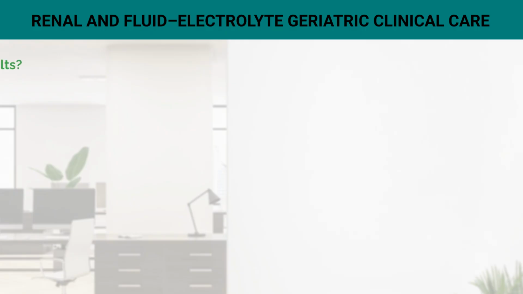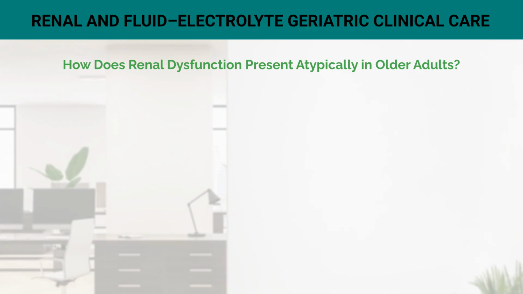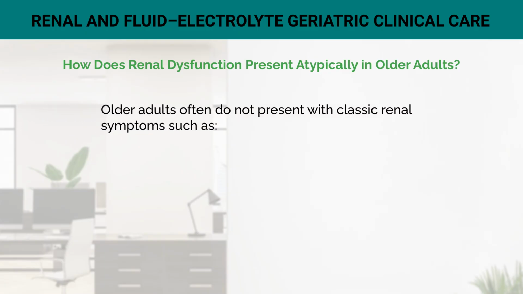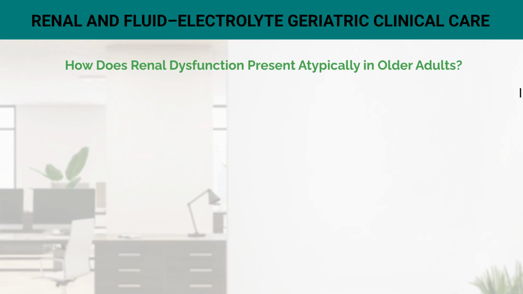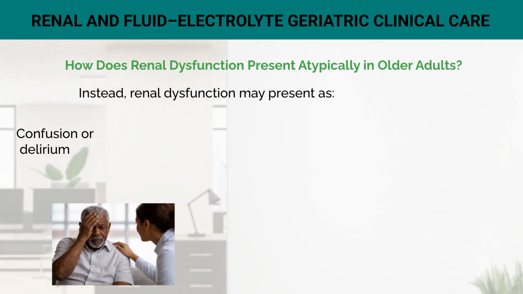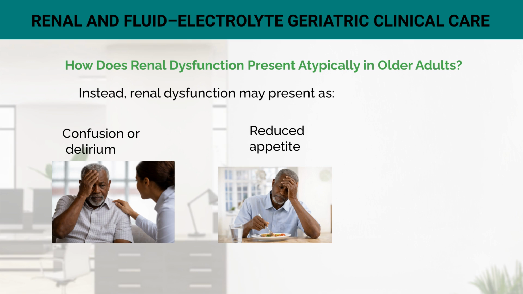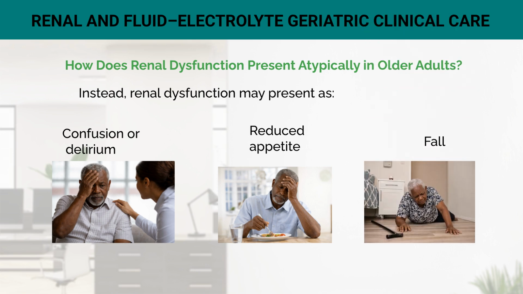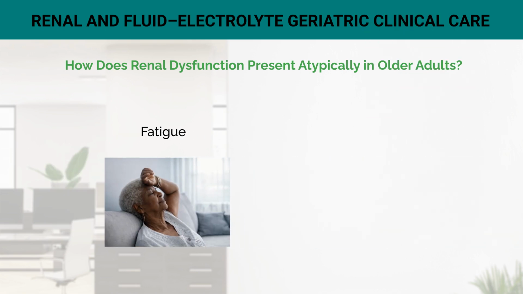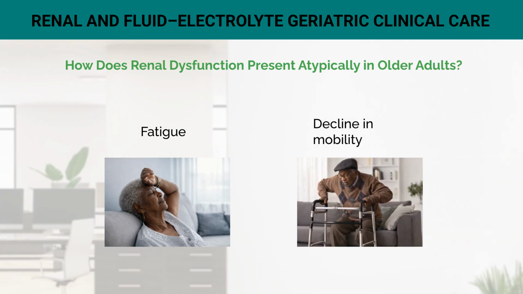Moving on is how renal dysfunction presents unusually in older adults. Older adults often do not present with classic renal symptoms such as flank pain or dysuria. Instead, renal dysfunction may present as confusion or delirium, reduced appetite, falls, fatigue, decline in mobility.